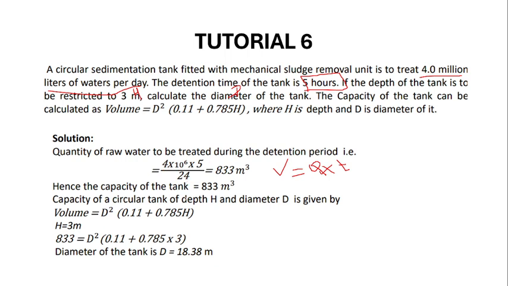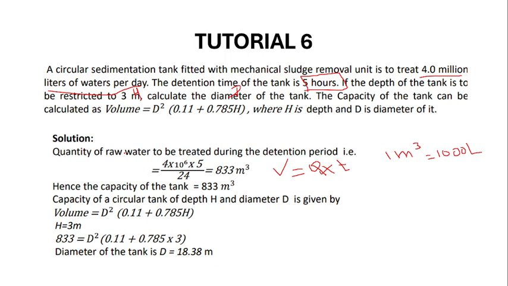So it will be in liters. You have to convert liters to meter cube. So you know, right? 1 meter cube is equal to 1000 liters. So whatever values you are getting, you have to divide it by 1000 to convert to the unit of meter cube. So the volume is 833 meter cube.